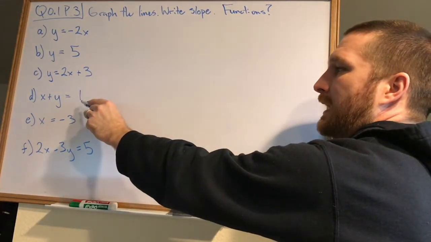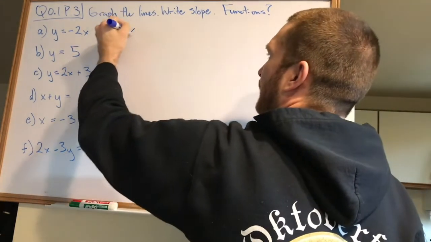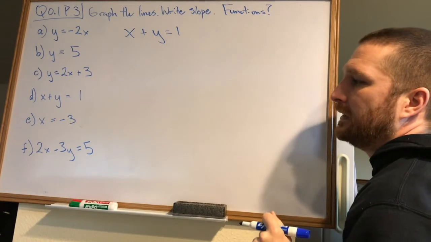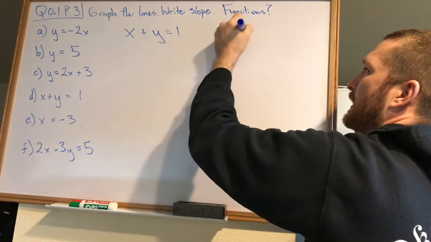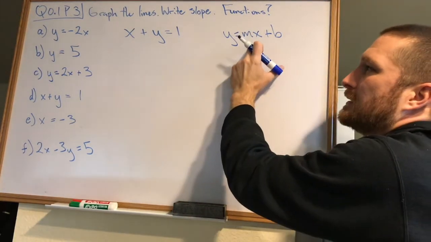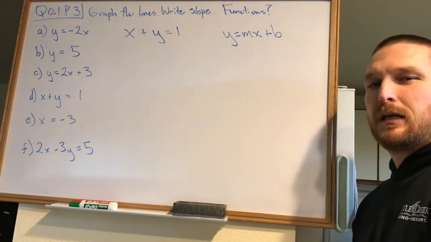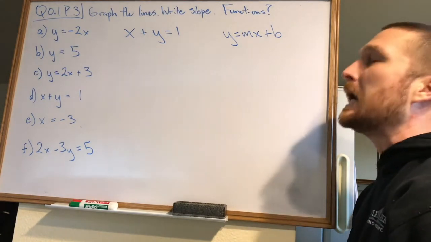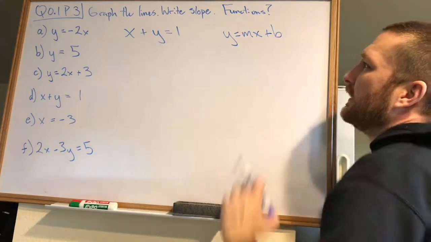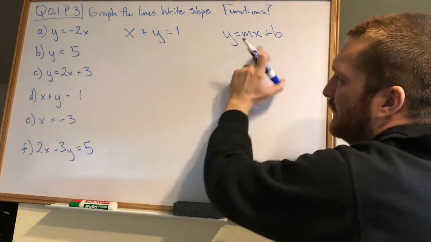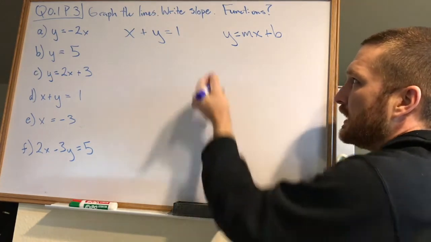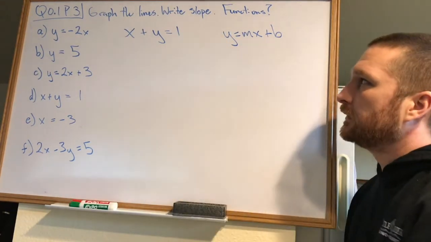X plus y equals 1. Okay. My goal is to get this into the form y equals mx plus b, because I know how to deal with this. I don't know how to deal with that. That's a bit beyond me right now. But I have a good understanding of this, so I'm going to change that thing into this thing. And the important point to notice is that this y is all by himself.